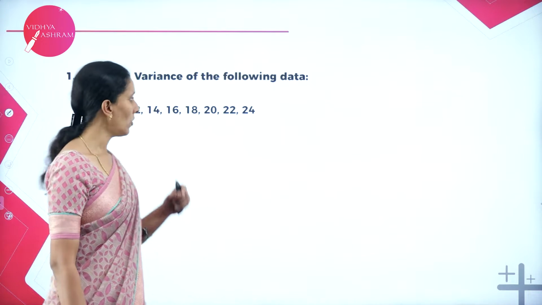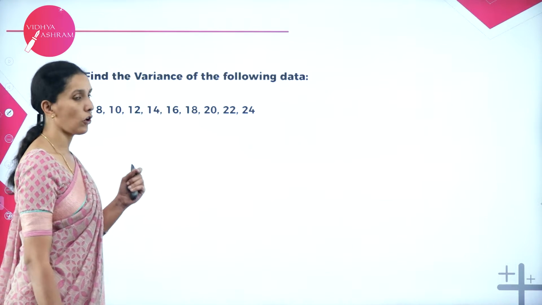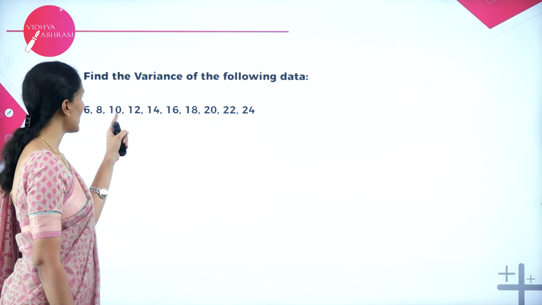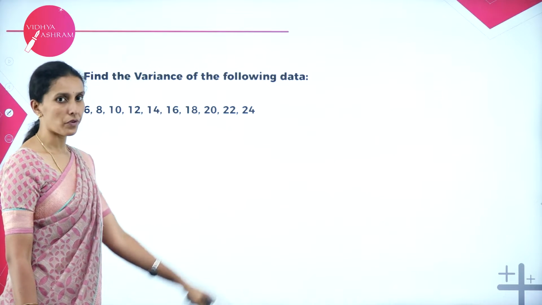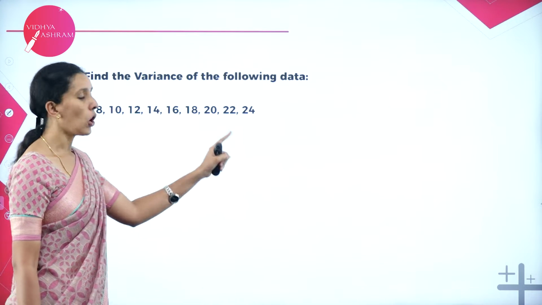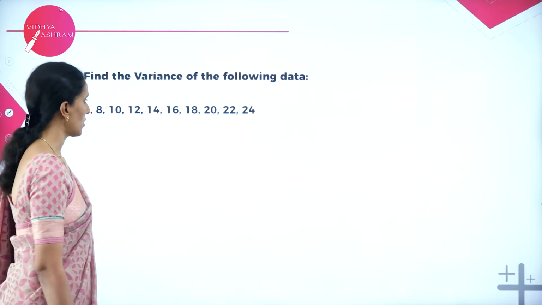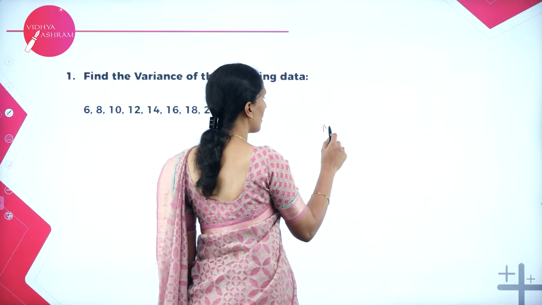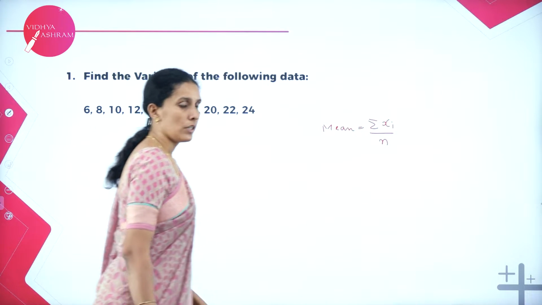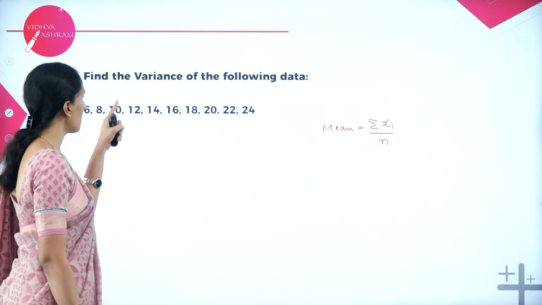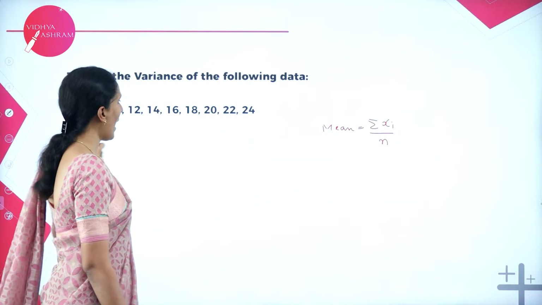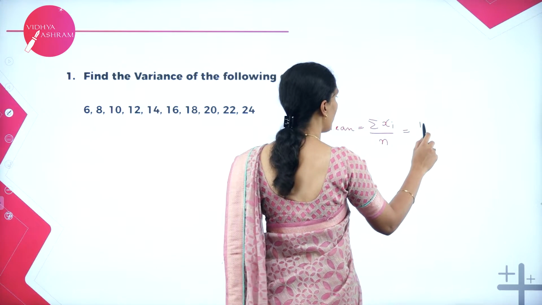Now let's take the first problem. Find the variance of the following data. We have the scores 6, 8, 10, 12, 14, 16, 18, 20, 22, 24. If I consider this as x, how do we calculate the mean? By adding all the terms and dividing by the total number of terms. So mean is equal to the sum of all observations divided by the number of observations. Go on adding: 6 plus 8 plus 10 plus 12 plus 14 plus 16 plus 18 plus 20 plus 22 plus 24. When you add all this, you get 150.